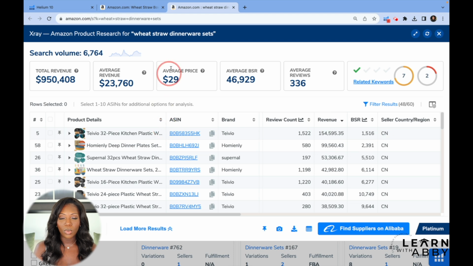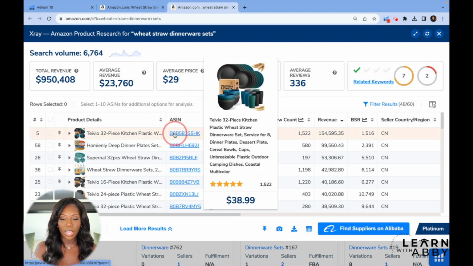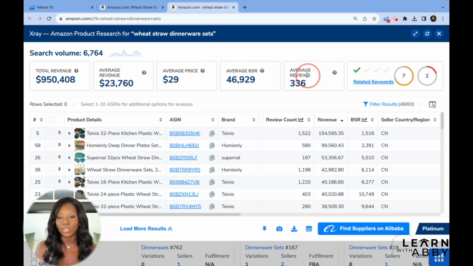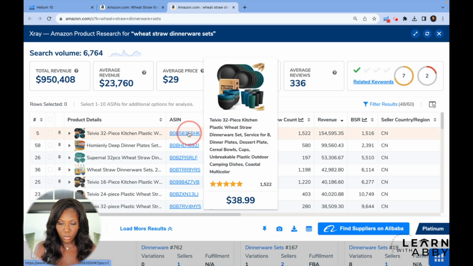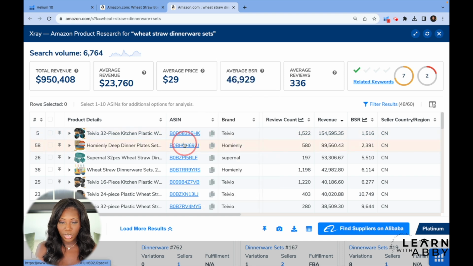So now what I want to do is see if there are any results that are not the actual product it is that I'm trying to sell. So we're looking at wheat straw dinnerware sets, and I'm going to remove any that are not that actual product itself. And that's how we could potentially get the average review number down. We can see this one here. These ones are in fact the wheat straw dinnerware sets.